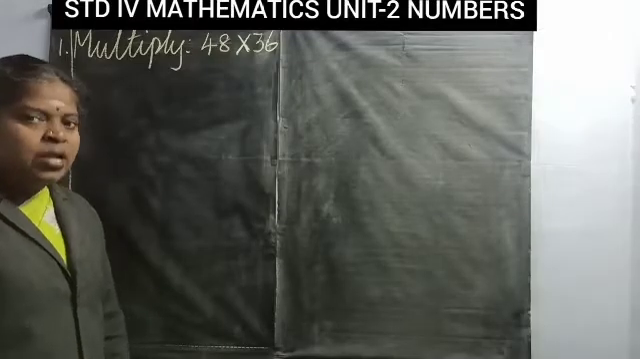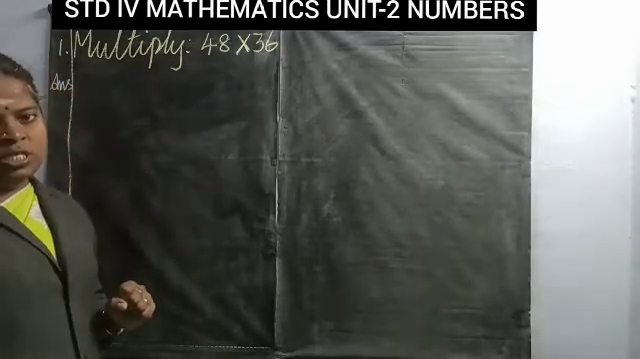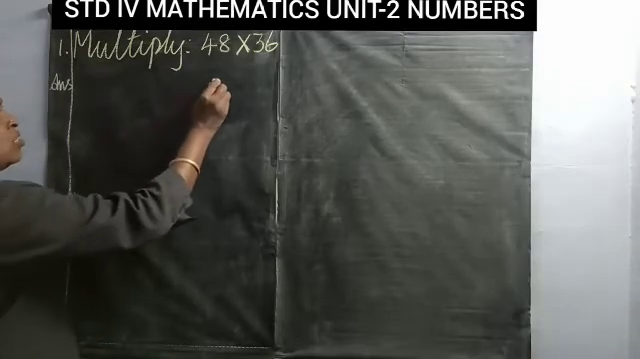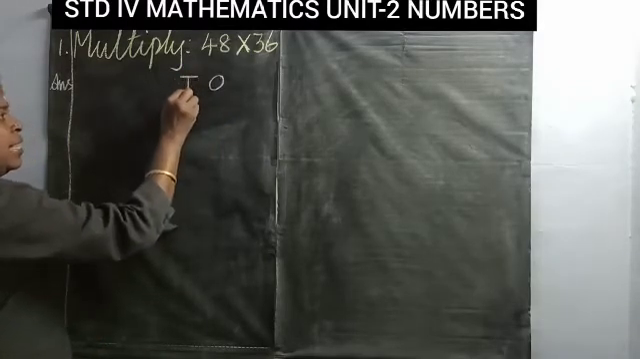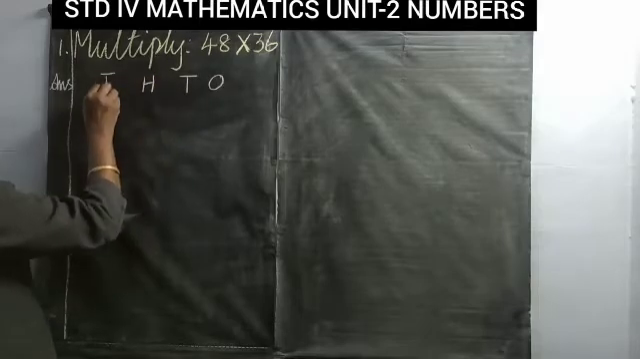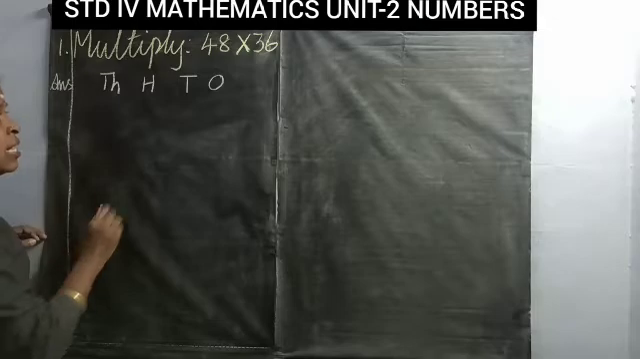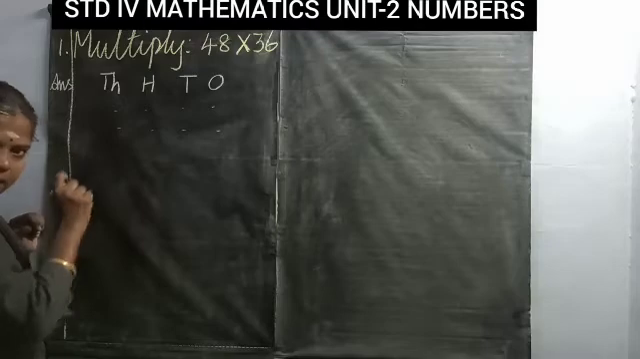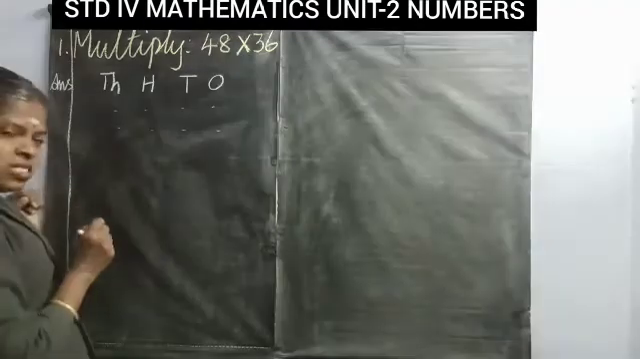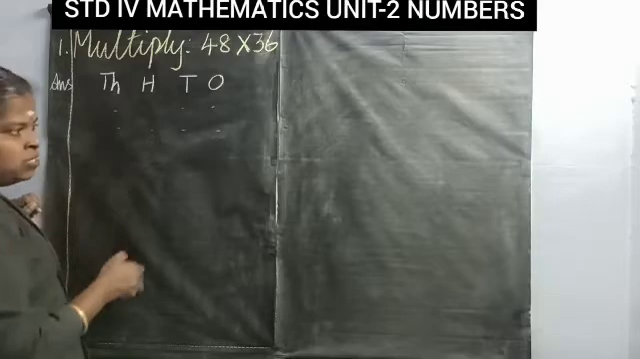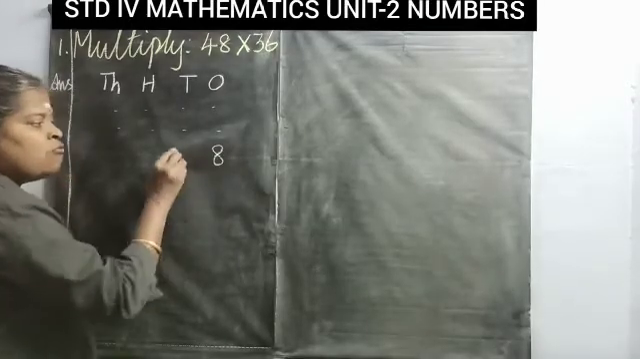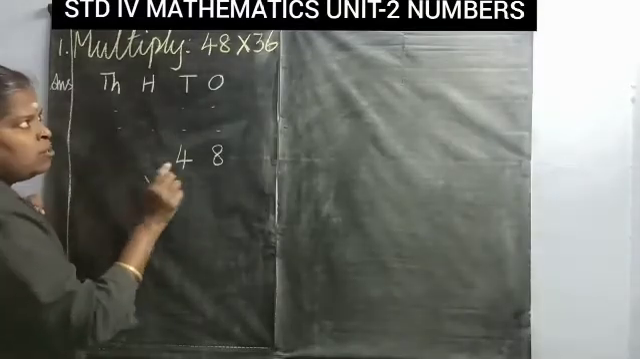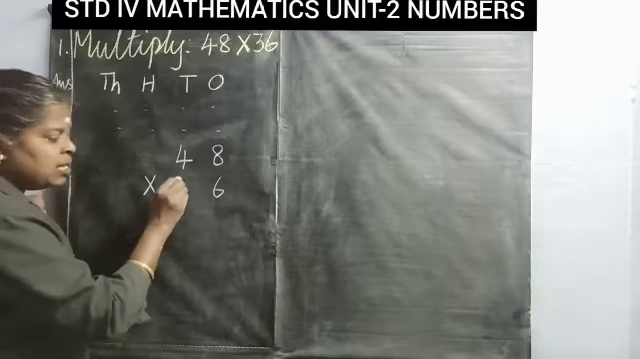Now we can multiply 2-digit number by 2-digit number. First, we write ones, tens, hundreds, thousands. After that, leave 2 fingers gap to write the carryover. Next, first we write the multiplicand 48: 8 in ones place, 4 in tens place, into the multiplier, 6 in ones place, 3 in tens place.